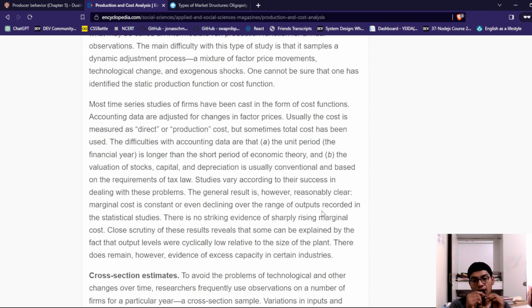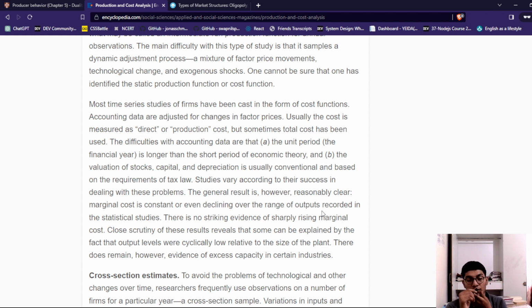Studies vary according to their success in dealing with their problems. The general result is, however, reasonably clear. Marginal cost is constant or even declining over the range of output recorded in statistical studies. There is no striking evidence of sharply rising marginal cost. Closer scrutiny of this result reveals that some of it can be explained by the fact that output levels were sharply low relative to the size of the plant.